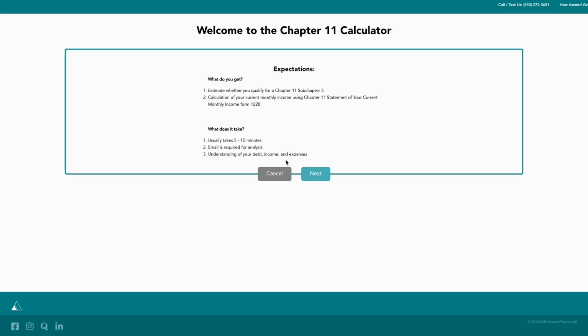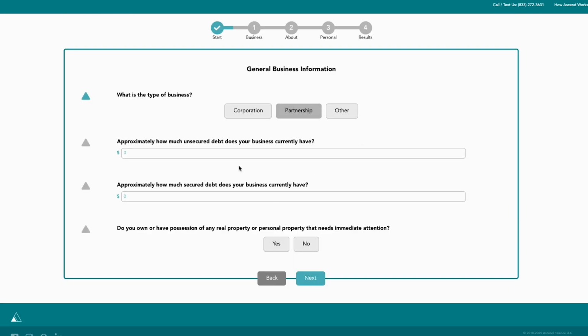Seven. Let's go over some final thoughts. Deciding between Chapter 11 and Chapter 13 bankruptcy depends on your financial situation, debt levels, and goals. While Chapter 13 may suit most individuals, Chapter 11 provides a pathway for those with complex financial circumstances or higher debt levels. If you're exploring bankruptcy options, Ascend offers free tools, calculators, and resources to guide you through the process.